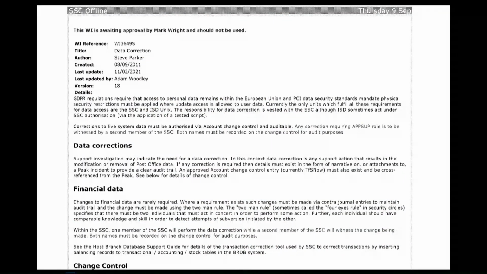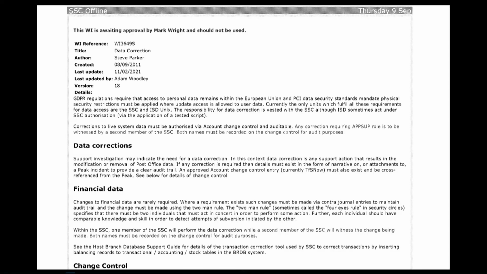Just look under data corrections. Support investigation may indicate the need for data correction. In this context, data correction is any support action that results in the modification or removal of post office data. If any correction is required, then details must exist in the form of a narrative on or attachments to a peak incident to provide a clear audit trail. An approved account change control entry must also exist and be cross-referenced from the peak.